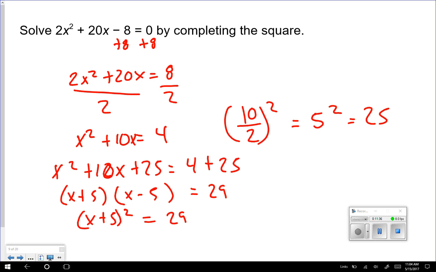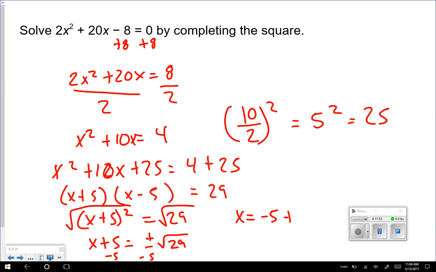Okay, so now square root that. So I have x plus 5 equals plus or minus the square root of 29. That's not a perfect square, so we just leave it as a 29 in there. And then subtract 5 from both sides. So x is going to equal negative 5 plus the square root of 29, and x is going to equal negative 5 minus the square root of 29. And that's your answer.